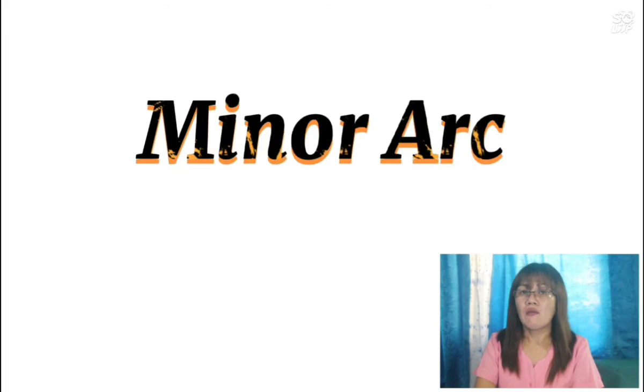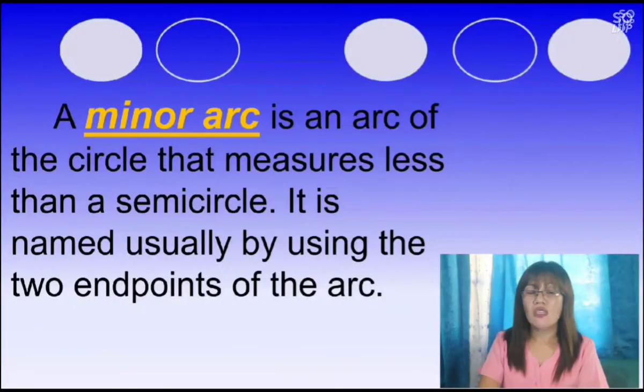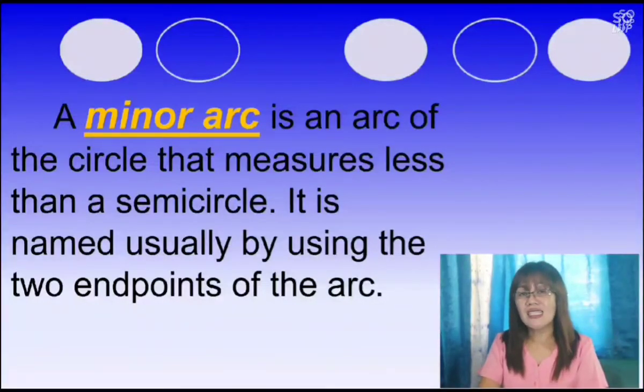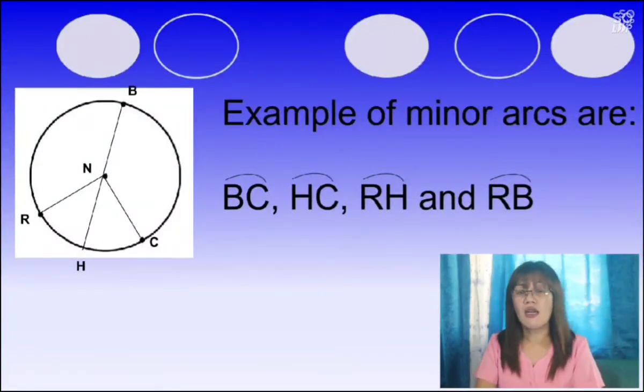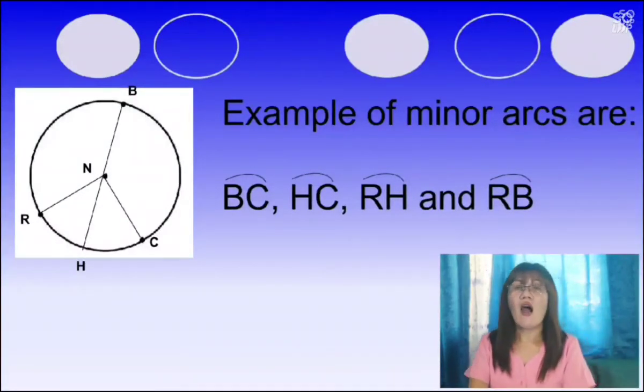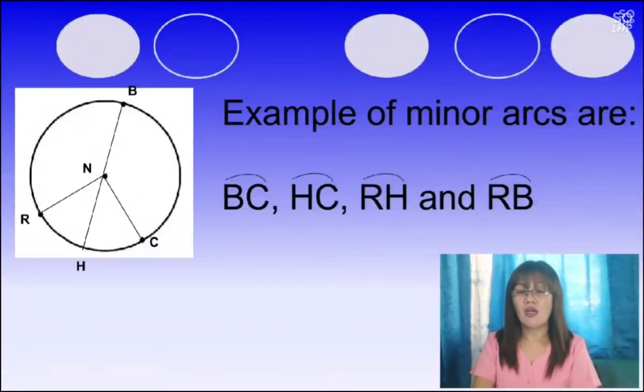Next, we have another type of arc, the minor arc. A minor arc is an arc of the circle that measures less than a semicircle. It is usually named by using the 2 endpoints of the arc. We have here circle N. Examples of minor arcs here are arc BC, arc HC, arc RH, and arc RB. Next, we have the major arc.